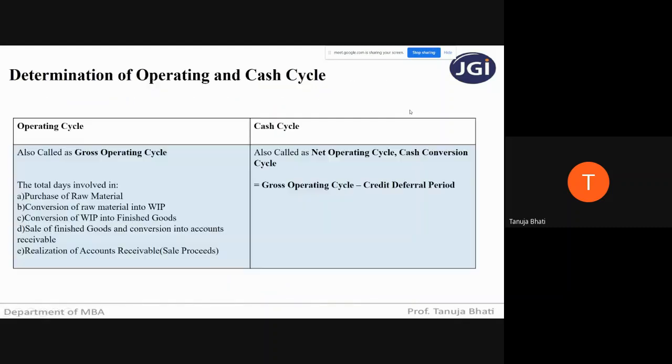Now, is this determination of operating and cash cycle clear to everyone? Is this cycle clear to everyone? How do you calculate operating cycle and how do you calculate cash cycle?